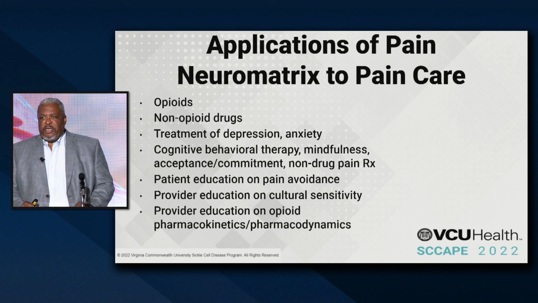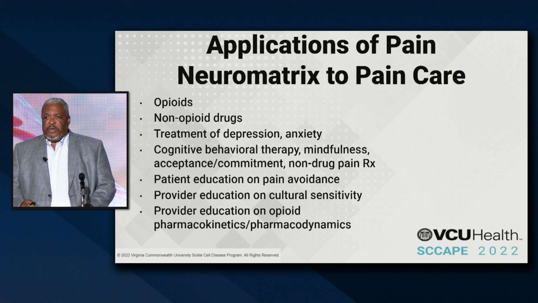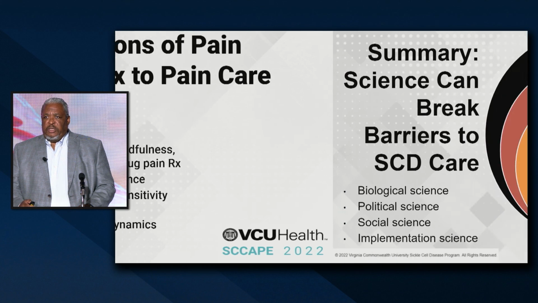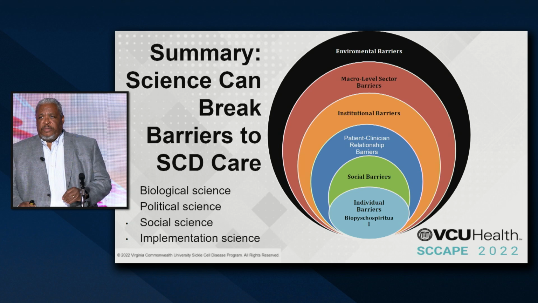So we've got a long way to go. I think you can see that if we were climbing Mount Everest and we were calling the top of Mount Everest the nirvana for sickle cell, we're somewhere down around, I don't know, base camp 1. So a lot of education is necessary, a lot more than what we are doing currently to treat pain, to treat sickle cell disease. But it can be done. We can apply these sciences, the biological sciences, the political science, the social sciences, and the implementation science to break these barriers to sickle cell disease care.